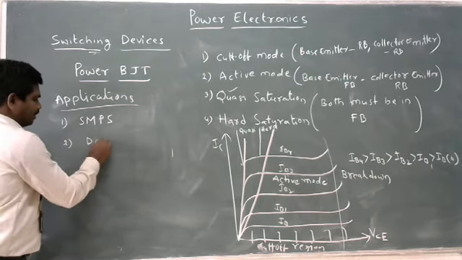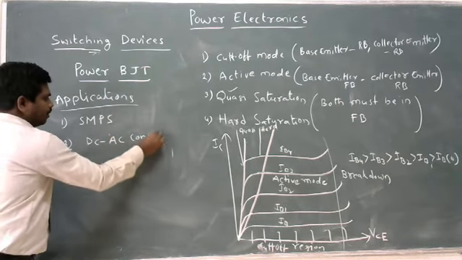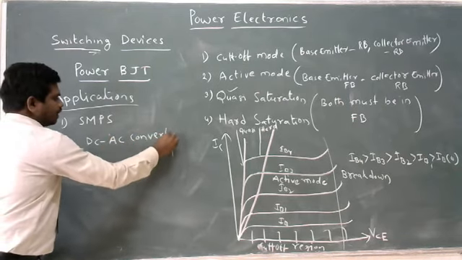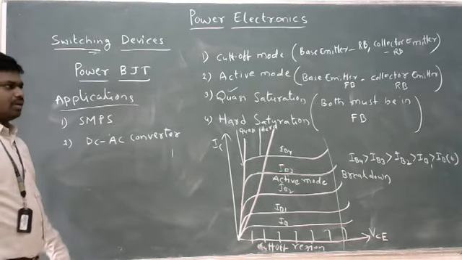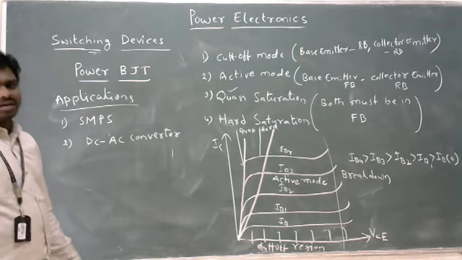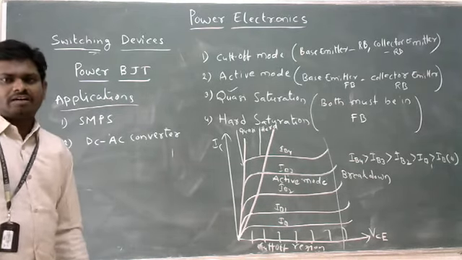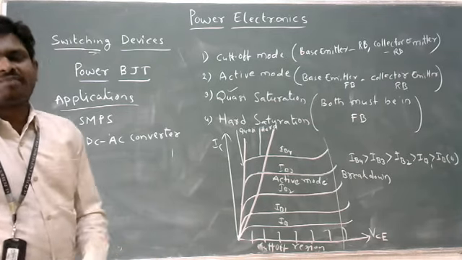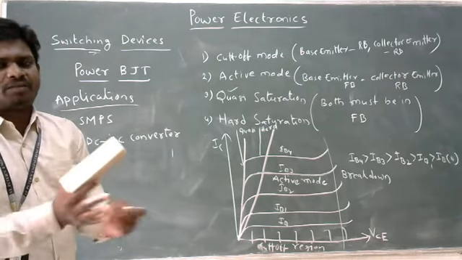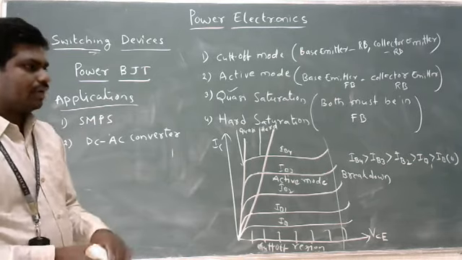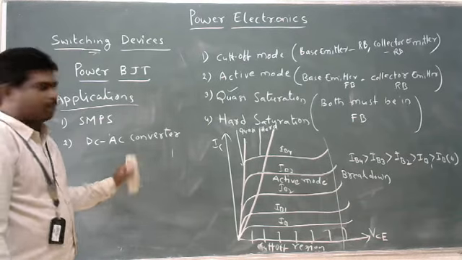And the second one is the DC to AC converter. DC to AC converter means an inverter system. An inverter system is also the same as our AC/PS system. In an inverter, there is a combination of rectifier, battery, and inverter. Three different types of power processing are there. In that, our power BJT also plays a vital role in the inverting operation.